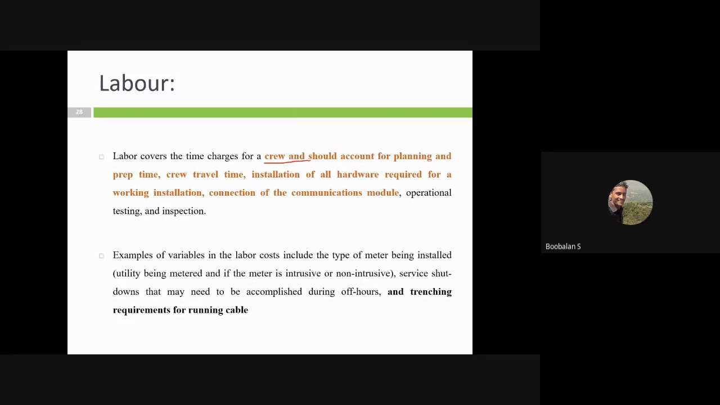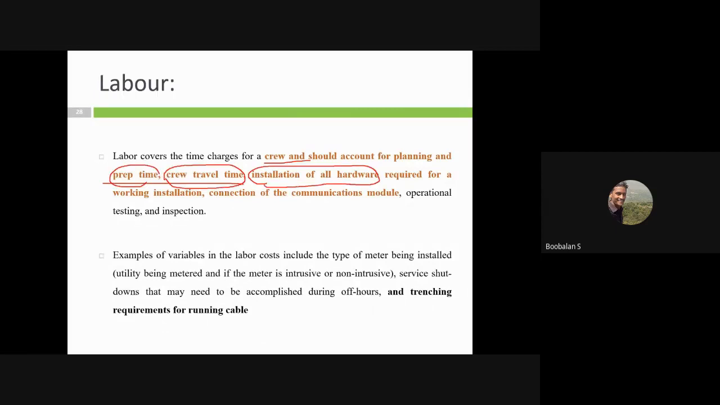So these are the things, everything is needed, right? So definitely the metering purpose will be over. So for that purpose, everything is needed. So அவங்களுக்கு மணி கொடுக்கணும், that's called crew, travel time. So I already told that. So meter purchase பண்ணிட்டு industry கிடைச்ச travel time, preparation time, planning time, hardware installation.